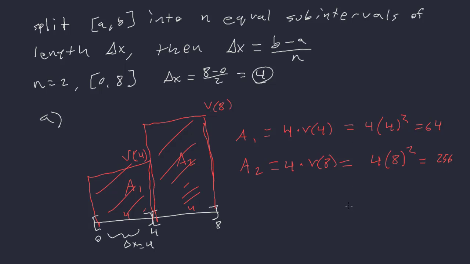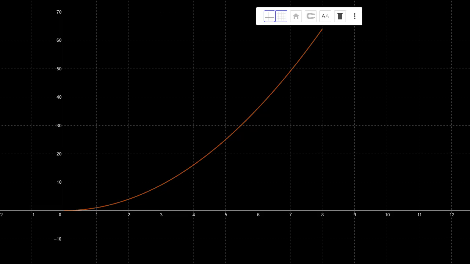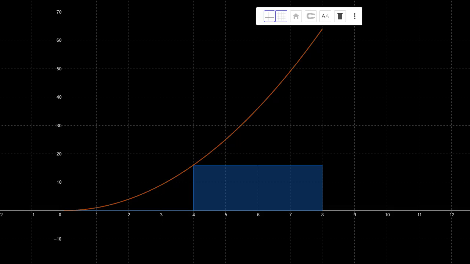All right, now the sum of these areas, and this is a right-handed estimate, is going to be 64 plus 256, which is 320. Okay, so now let's look at a left-handed estimate. All right, back to our graph. If we look at the left-handed estimate, we'll get this. We're using the height of the left side of our interval. And notice on the left side here, it's going to be v of 0 and v of 4.